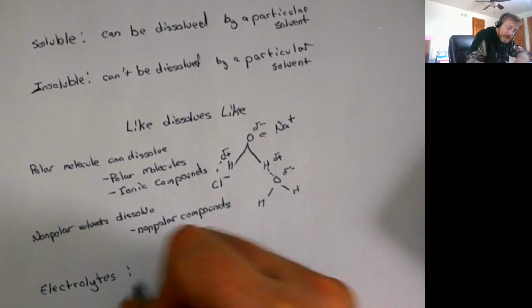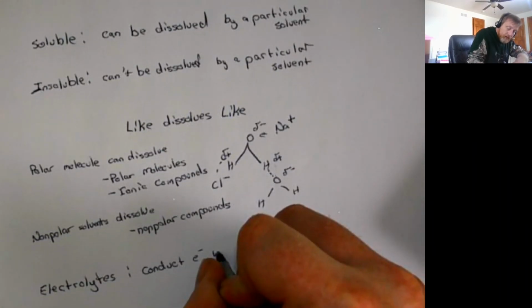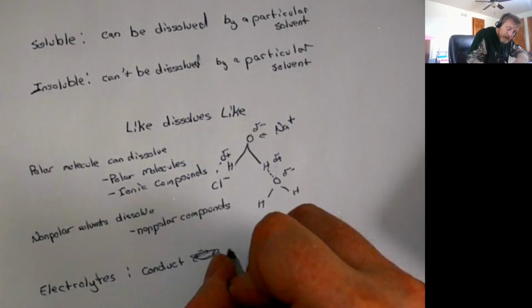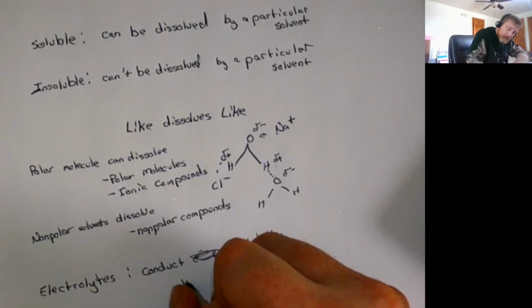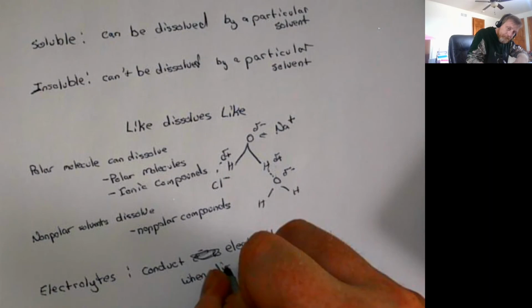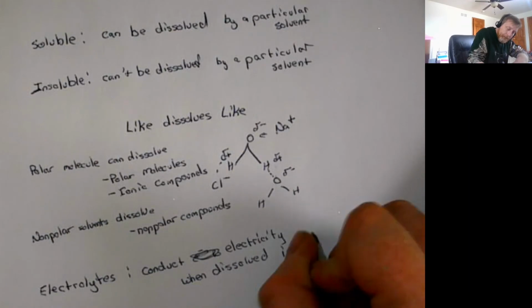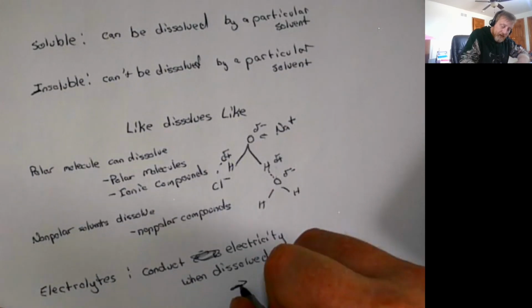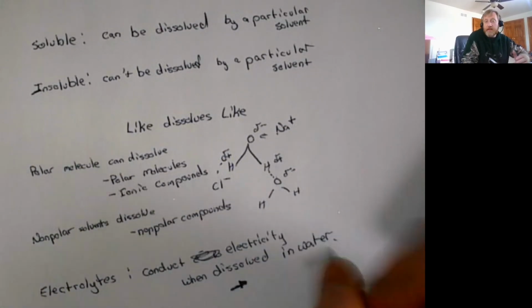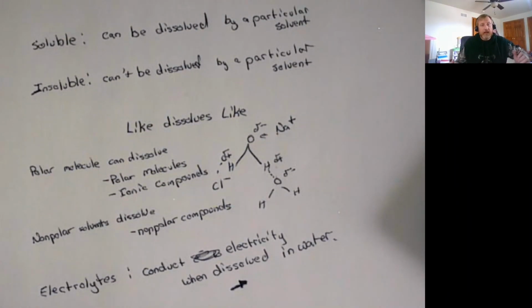Okay, and one last definition before we wrap this video, and that is electrolytes. Electrolytes are things that conduct electricity. Oops, I shouldn't put electrons. I'll write electricity, because it doesn't necessarily have to be electrons when dissolved in water. And these electrolytes, well, first they have to be things that can be dissolved by water, so they can only possibly be ionic compounds or polar molecules.